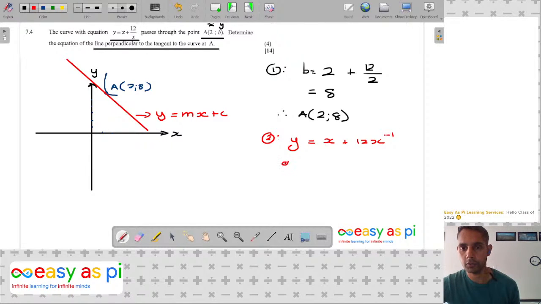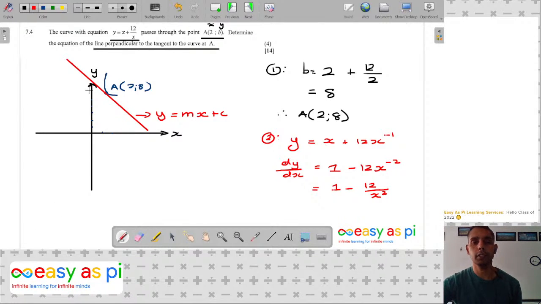And now it's easier to find my derivative because I can say differentiate y with respect to x. This becomes 1, and that's minus 12x to the minus 2, right? Which is another way of saying 1 minus 12 all over x squared. Okay, now remember, we have the point x equals 2 here, and we can plug it in here to get the gradient of this red line.